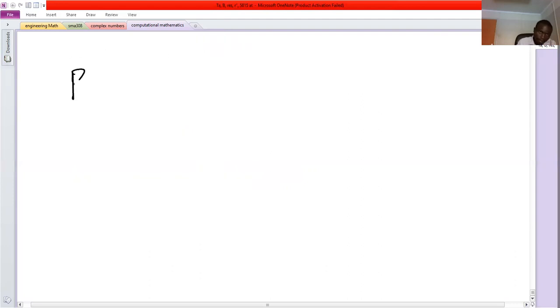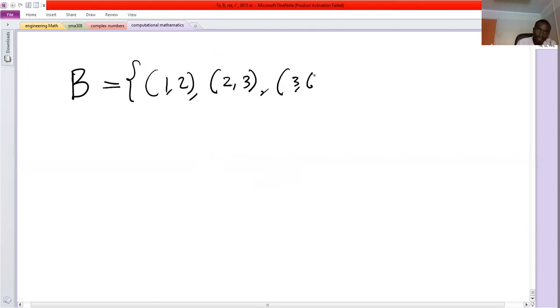B, second relation is given by 1, 2, 2, 3, 3, 6, and 4, 8.